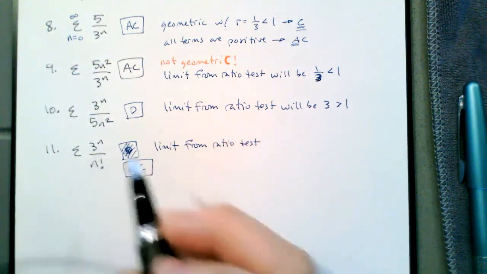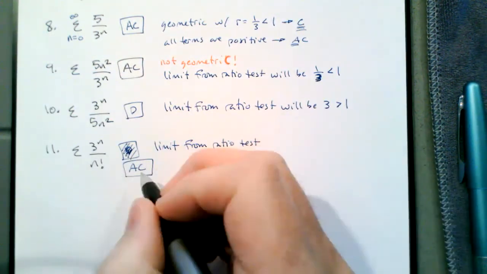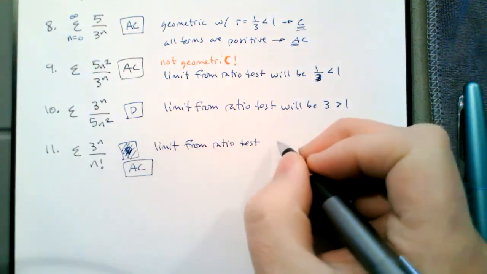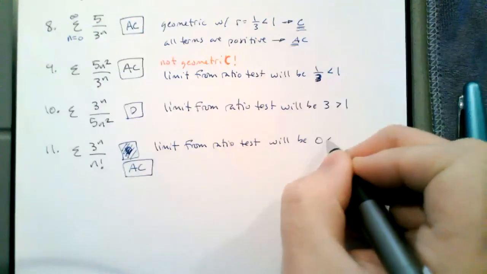Usually when I do this, I flip these, and I put the 3n back on the bottom. So the limit from the ratio test with the n factorial in the denominator will be 0, which is less than 1.